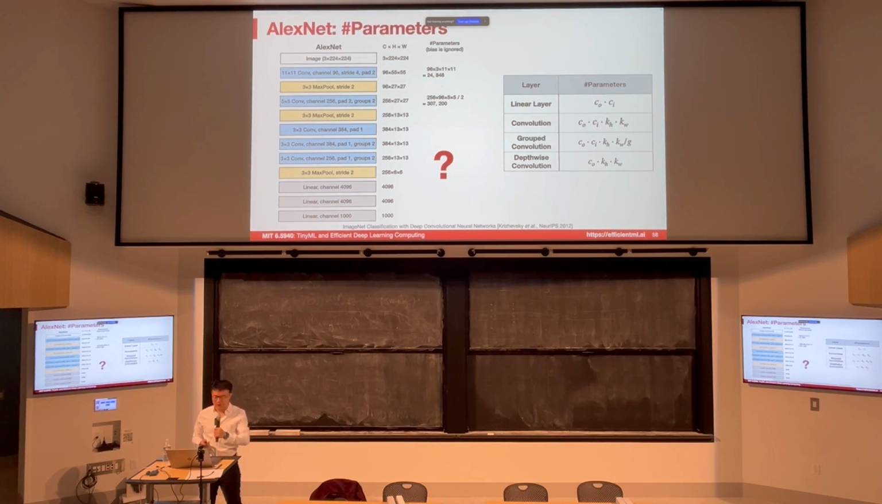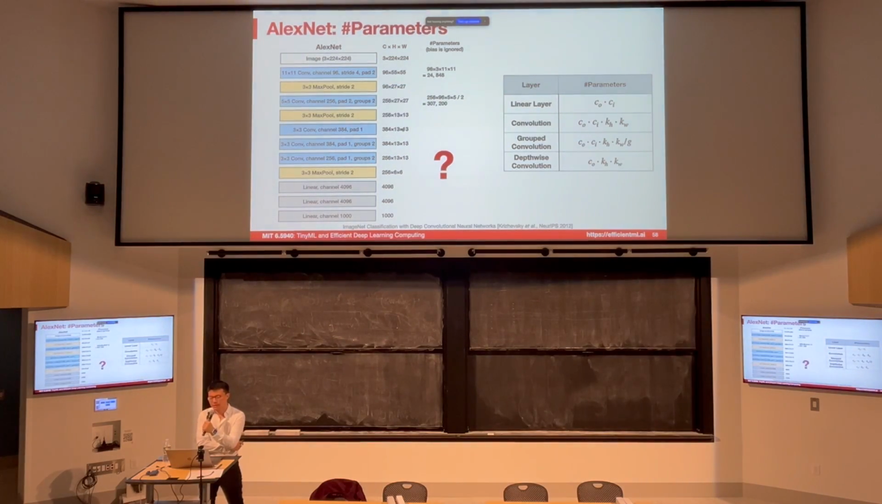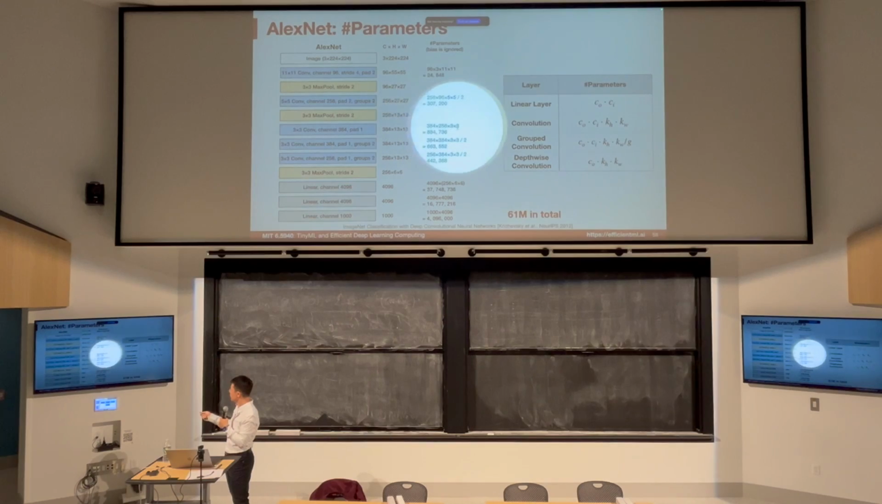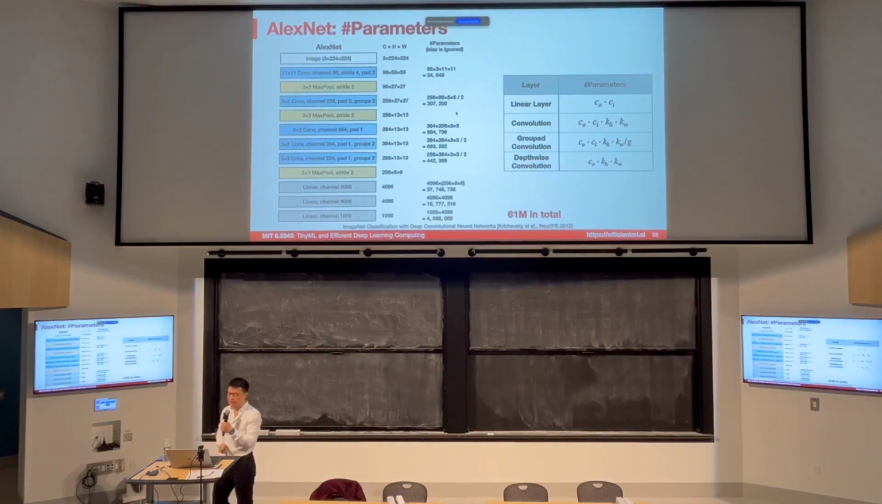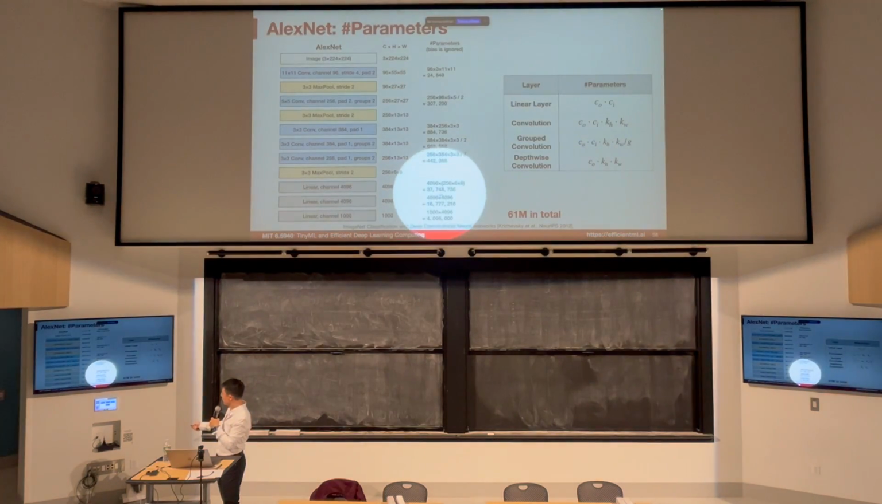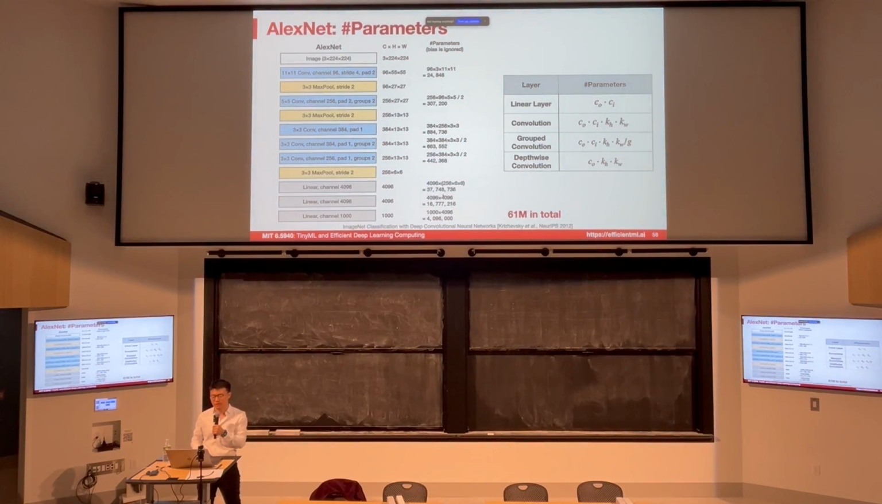So I'll give you 1 minute to think about the number of parameters for the next layer. Okay? Here, 13 by 13 image size and 3 by 3 convolution, and the channel number is 384. So here's a quick answer. Since the input channel is 256, output is 384, and the kernel size is 3 by 3, this is the way to calculate that. And finally, for the fully connected layer, you just multiply the input channel with the output channel to calculate the total number of weights, which is 61 million in total.